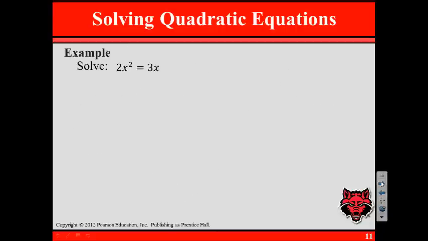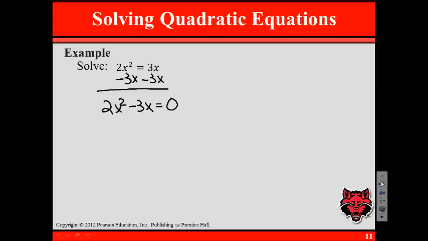Let's try another example. We want to solve 2x squared equals 3x. We first need to put this in standard form, so we move the 3x to the left because that's where our x squared term is. So we subtract 3x from both sides. These are not like terms. So on the left side, we have 2x squared minus 3x. On the right side, the 3x's cancel.